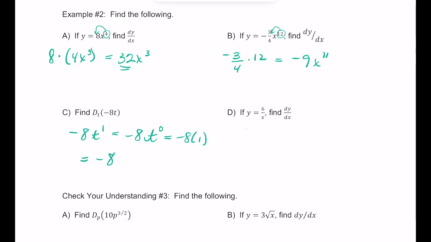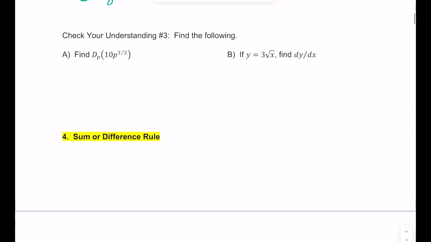In letter D, if y equals 6 over x, find the derivative of y with respect to x. So I'm going to rewrite that as 6 to the negative first power. And then I'm going to multiply negative 1 times 6, and then subtract 1 from my exponent. And we would just rewrite this as negative 6 over x squared. Okay, I'd like you to pause the video and try the next two on your own, and then you can unpause when you're ready to move on.